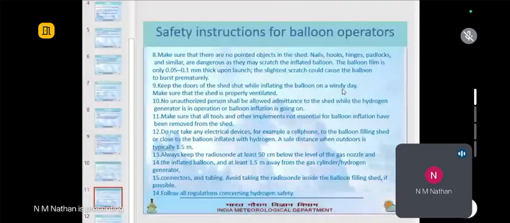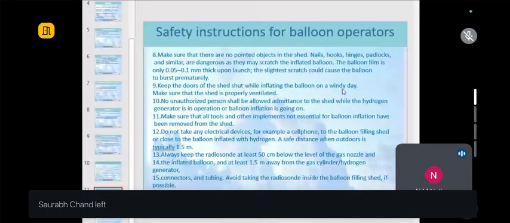Do not take any electrical devices such as a cell phone into the balloon filling shed or close to the inflated hydrogen. A safe distance outdoors is typically 1.5 meters. So you should not carry your cell phone. A smoking person should not go inside. Nearby, you should not fire any materials. Unnecessary heat generating devices should not be in the nearby area, and your hydrogen shed should be away from that. Even in the olden days, we should not use kerosene lamp type things.